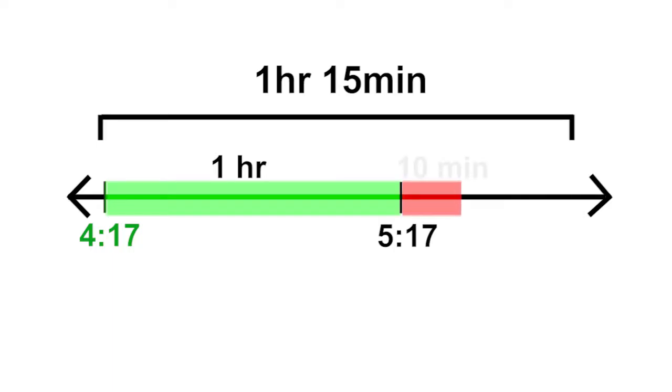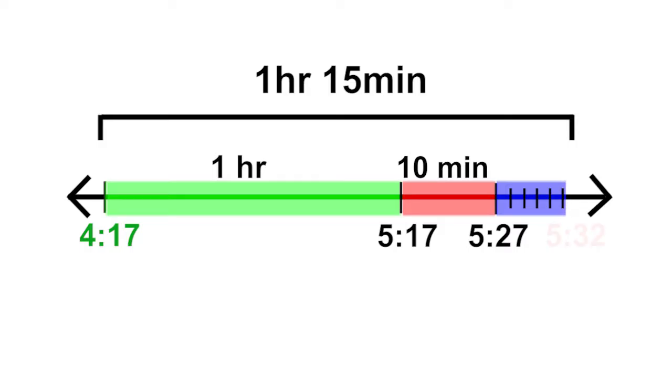I can jump 10 minutes on the number line. I am now at 5:27. We still need to bake the lasagna for 5 more minutes. If I jump 1-minute intervals, I can get to 5:32. 5:28, 5:29, 5:30, 5:31, and 5:32. The lasagna will be done baking at 5:32.